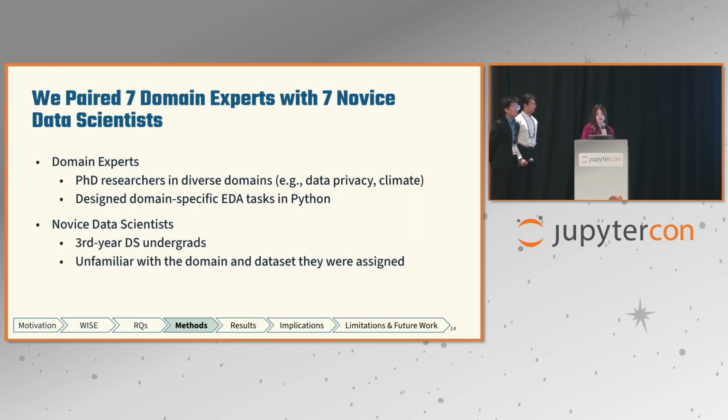For this study, we paired 7 domain experts with 7 novice data scientists. All the experts are PhD researchers with different areas of expertise. For example, some specialize in data privacy, others in climate science. Each of them created a domain-specific data analysis task in Python based on their own research interests. The novices were all third-year undergraduate data science students who are unfamiliar with both the domain and the dataset itself, which makes it a little challenging for them to go through those analysis tasks.